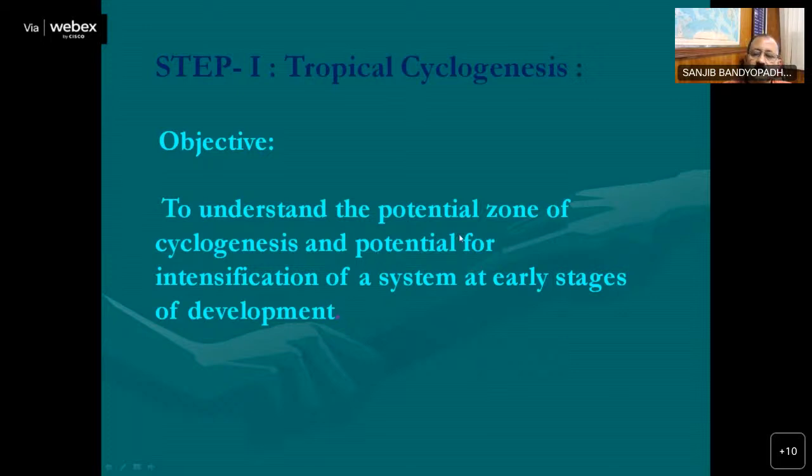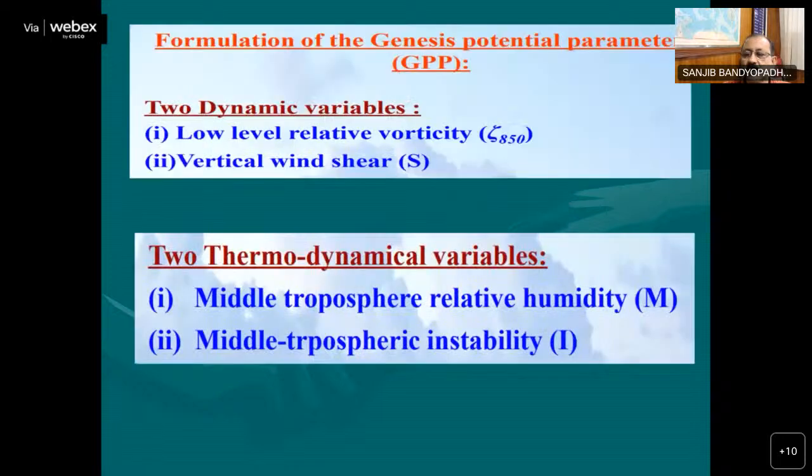So tropical cyclogenesis, mainly to understand the potential zone of cyclogenesis and potential for further intensification into a cyclone. For that, normally we are monitoring two dynamic variables like low level vorticity and vertical wind shear, and thermodynamic variables like the middle layer tropical relative humidity and the mid tropospheric instability. These things are monitored on a daily basis, whether there is a chance of formation of any system or what is the genesis potential parameter, what you call the GPP.